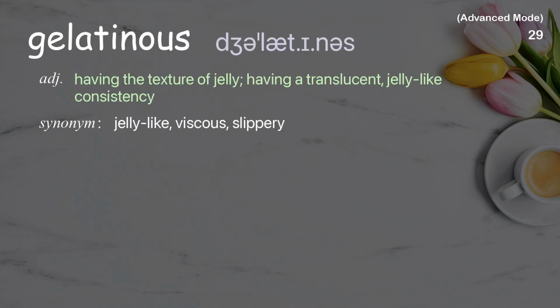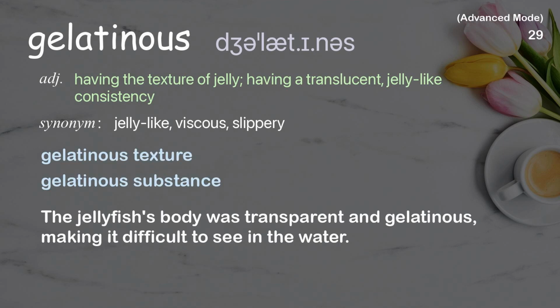Gelatinous. Having the texture of jelly, having a translucent, jelly-like consistency. Examples: Gelatinous texture. Gelatinous substance. The jellyfish's body was transparent and gelatinous, making it difficult to see in the water.